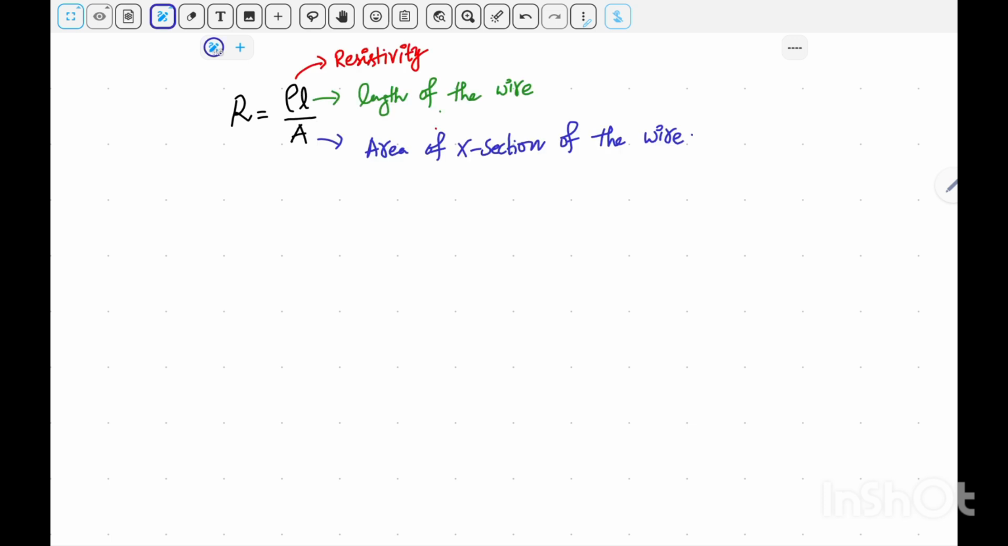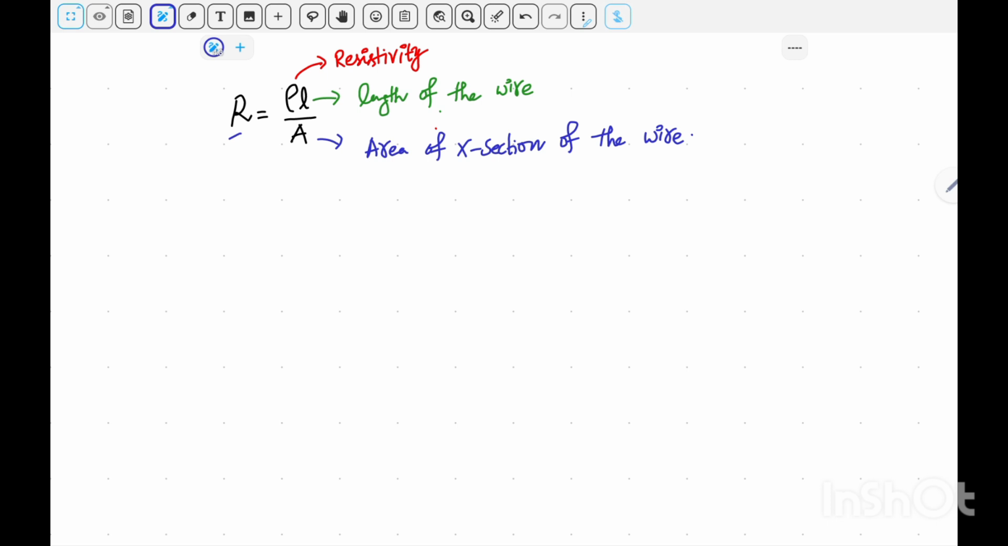So from this, what we can understand is the resistance of a wire depends upon the resistivity of the material with which the wire is made, the length of the wire, as well as the area of cross section of the wire. Now we want to know what is the small change in resistance for small change in length as well as for small change in area of cross section.